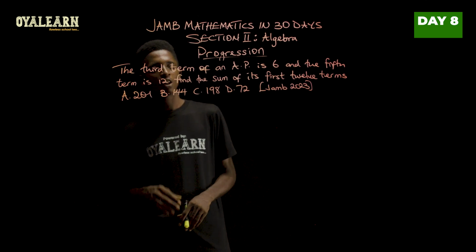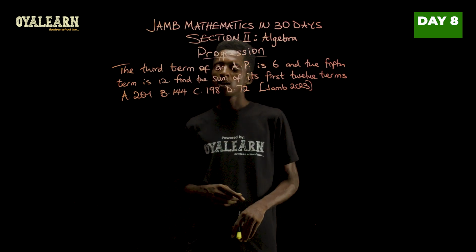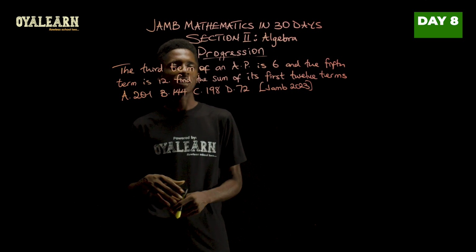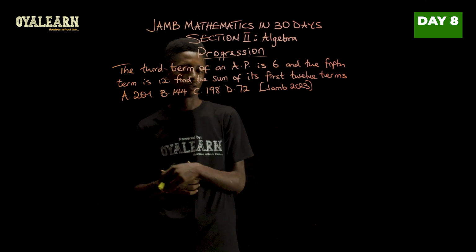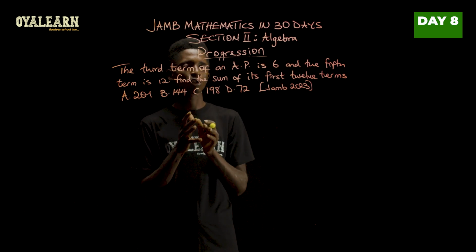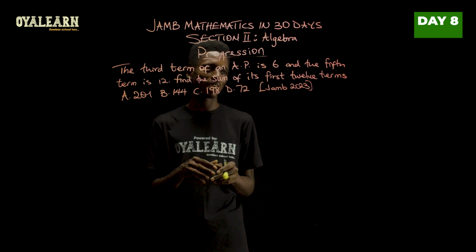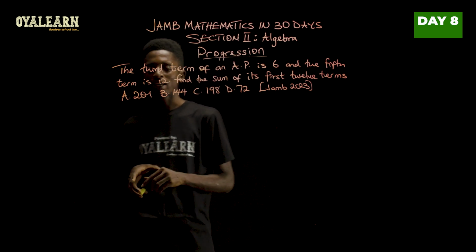Now in this question, we're given the third term as well as the 12th term of an AP to be 6 and 12. So now we have to find the sum of the first 12 terms of that AP.